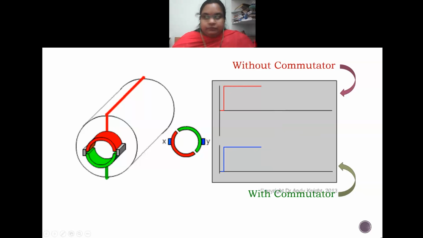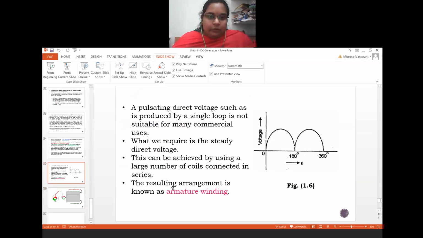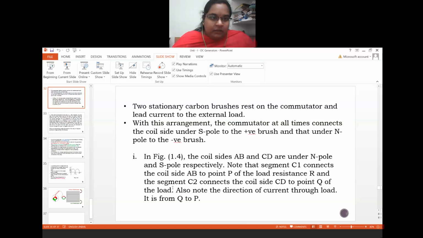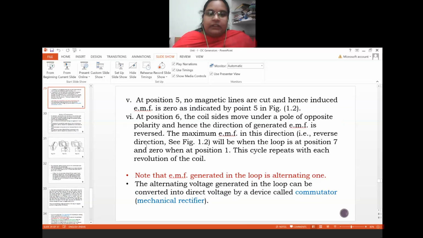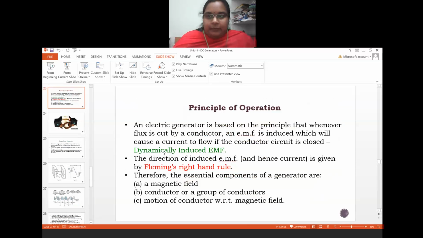So let's end the class here. For today's topic, this is the end of the class. We'll see what an armature winding is and what the construction features of the DC generator are in the upcoming class.